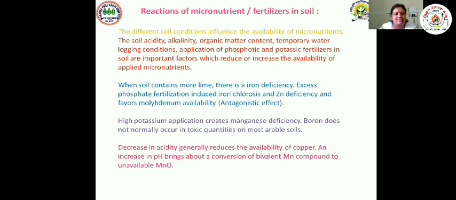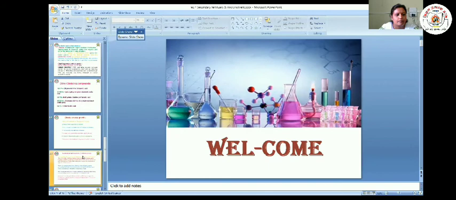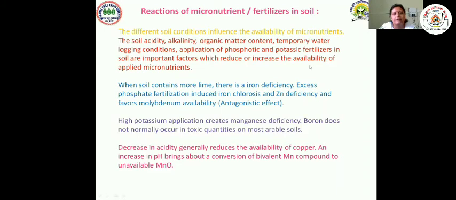What is the reaction of micronutrient fertilizers in soil? See, different soil conditions influence the availability of micronutrients: soil acidity, soil alkalinity, soil organic matter content, temporary waterlogging conditions, and application of phosphatic fertilizers. These are the more important factors which reduce or increase the availability of the applied micronutrients.